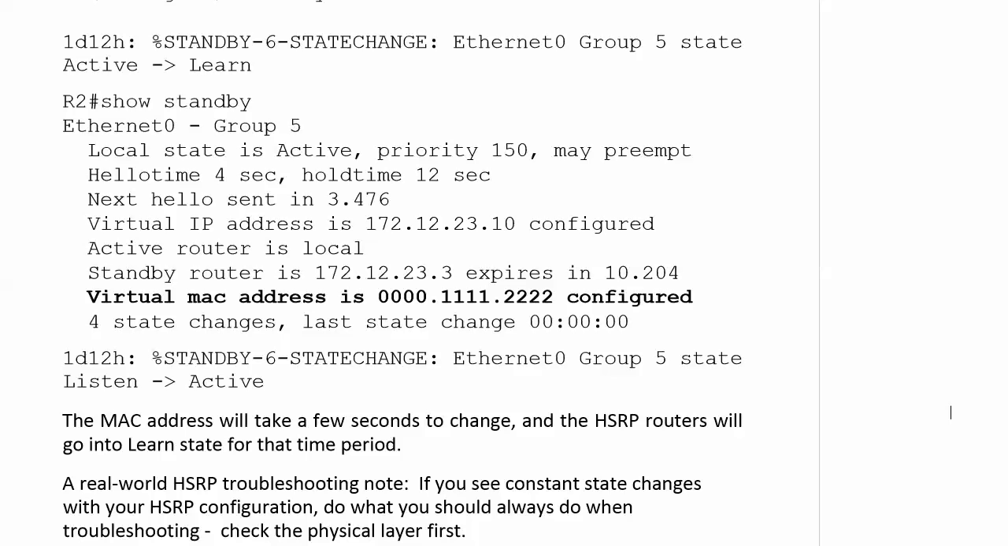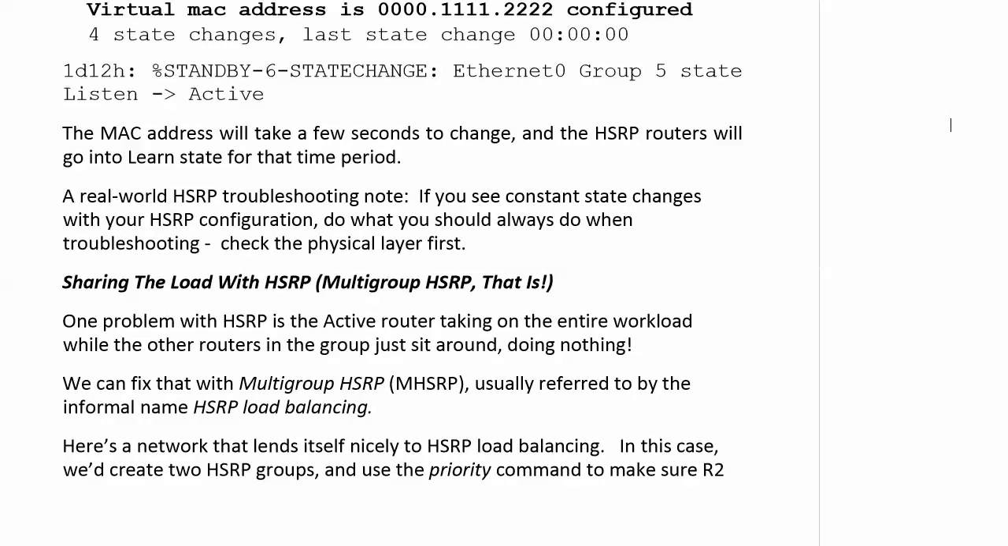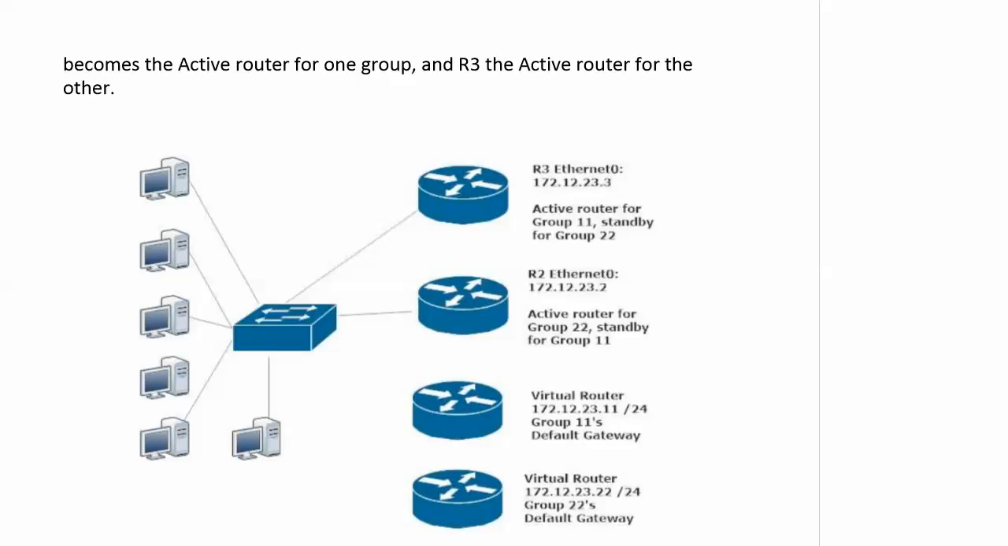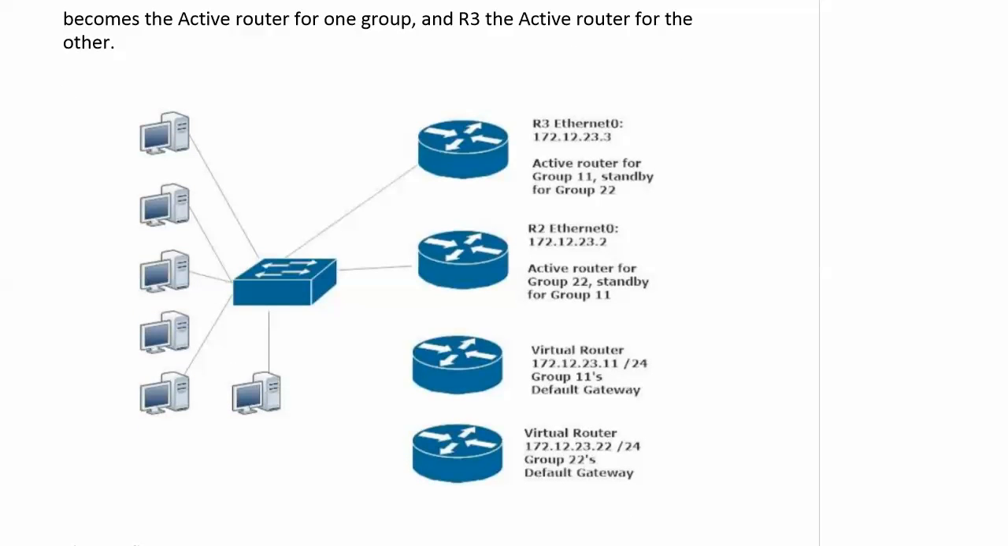We can configure it. It's called multi-group HSRP. I'm going to show you that concept here on the board in just a moment. It's actually referred to as MHSRP. You'll see that acronym once in a while. That's multi-group HSRP, and it's usually referred to by the informal name HSRP load balancing. And on the next screen is a network that would lend itself very nicely to load balancing. And it's amazingly similar to what we have, right?